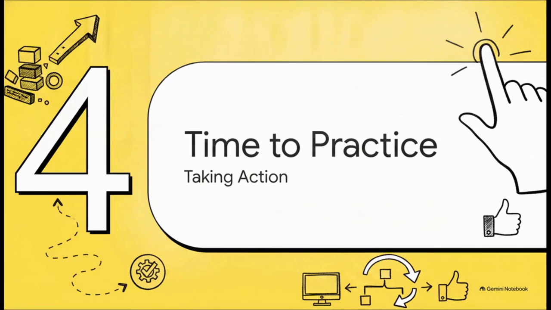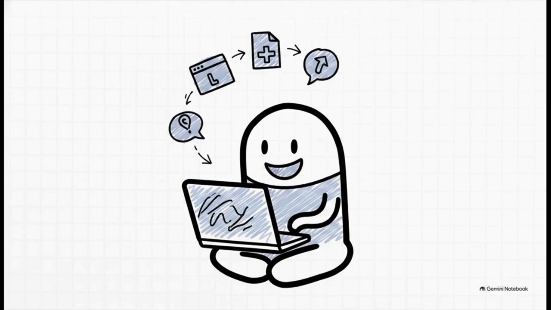Section 4. Time to practice. Taking action. All right, we've covered the theory. We've traced the journey from a local Git diff all the way to that final, satisfying, approved decision. But as you know, knowing the theory just isn't enough. It's time to take action and turn this intellectual understanding into actual muscle memory.